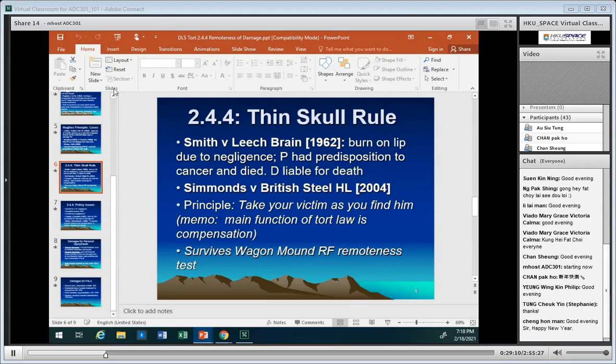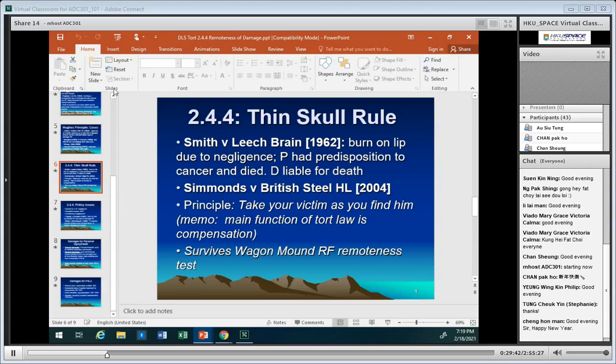Okay, so the facts of Smith and Leach Brain on page 69. An employee received a burn on his lip when he was splashed by molten metal. Ouch. Now, of course, the skin on your lips is very thin, so you think you might get some sort of injury, yes. But in this particular case, the plaintiff contracted cancer from the burn and died. Well, most people wouldn't get cancer from being burnt by molten metal. You get some sort of injury, but you wouldn't think you'd die from cancer.